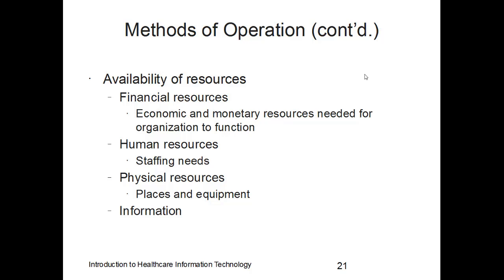We'll talk about the availability of resources. That's a reference to multiple kinds of resources, including financial, which is the economic and monetary resources needed for that organization to function properly. The human resources, which is a reference to the staffing needs that location would need. The physical resources, the actual physical locations and physical equipment that they need. And also the information that the facility would need.